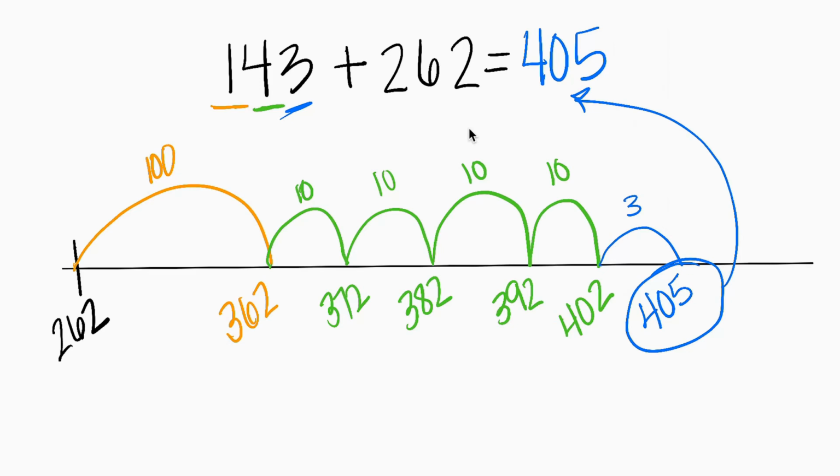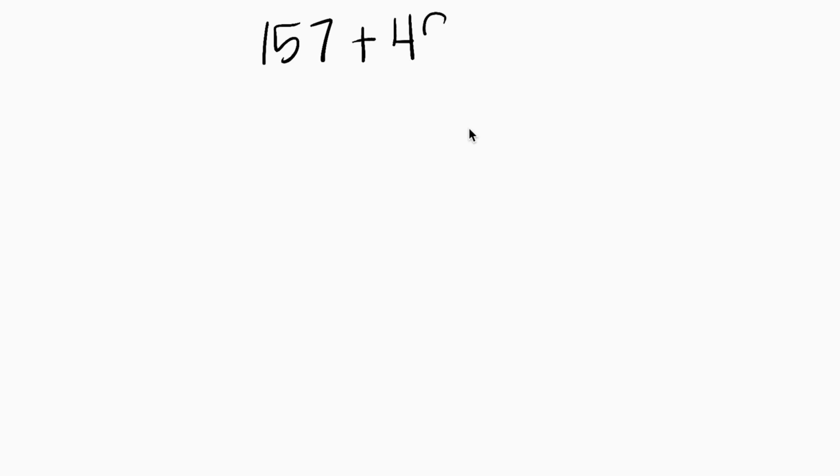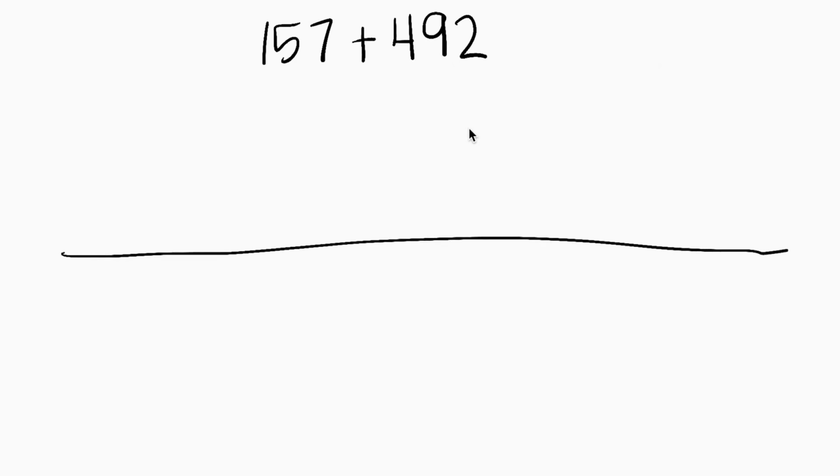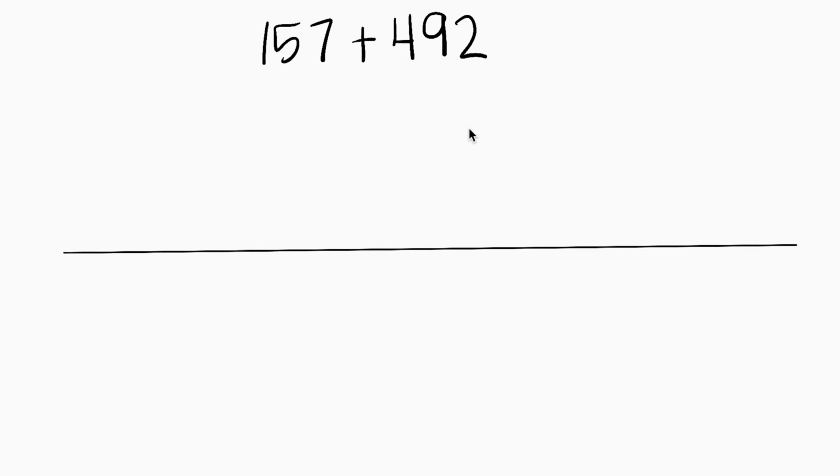Let's try one more, a little bit more challenging. So this one is going to be 157 plus 492. Wow. So if you saw that and you had to do that and you couldn't use the algorithm, you'd be like, wow. But using a number line makes it very easy to keep track of that mental math. So we're going to start with the larger number, 492.